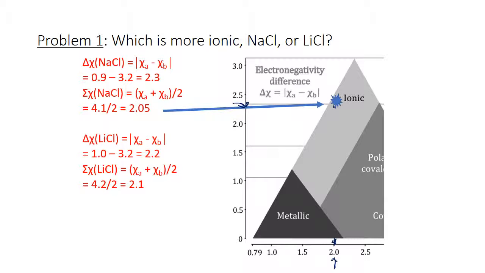And if we look at the difference in electronegativity for the ions associated with lithium chloride, it's going to be 2.2 this time, and the average is going to be 2.1 for the different electronegativities of lithium and chlorine, which puts it slightly below, okay, there. So you can see from the diagram that sodium chloride is going to be more ionic of those two particular ionic salts.